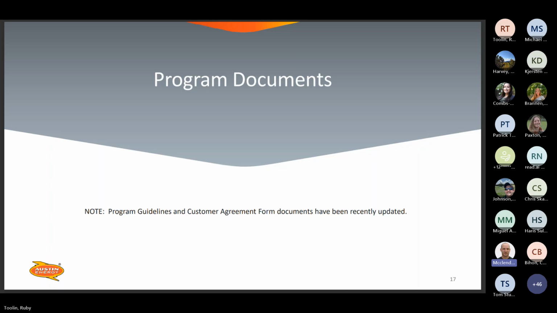All right, before we get to program documents here, I see another question in the chat. If you register as a system owner, do you have to register as a participating contractor? Correct me if I'm wrong here, but system owners don't have to register with Austin Energy. However, they will have to register as a vendor with the city, and that allows Austin Energy to be able to pay them. So they'll have to do the first part of the registration, but not the second.